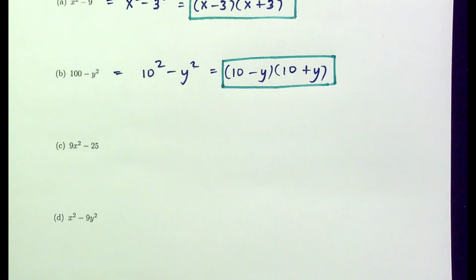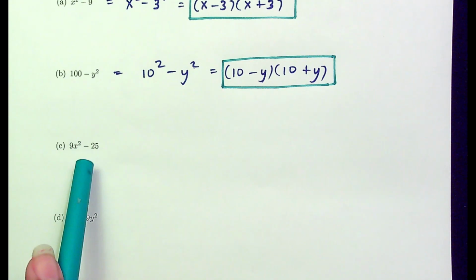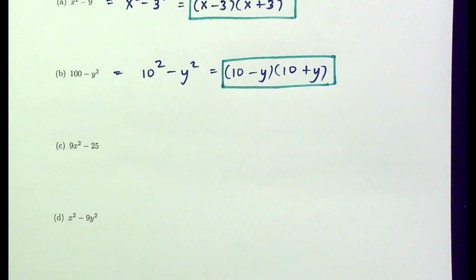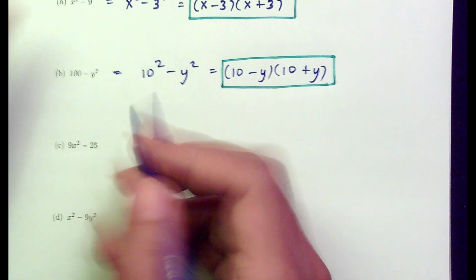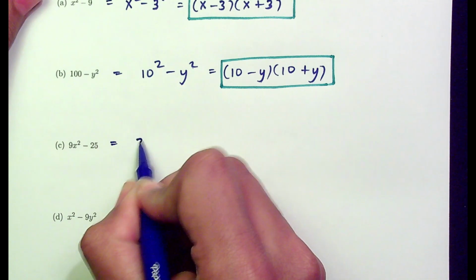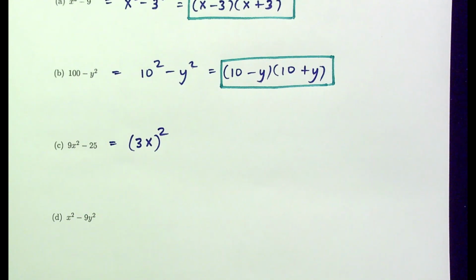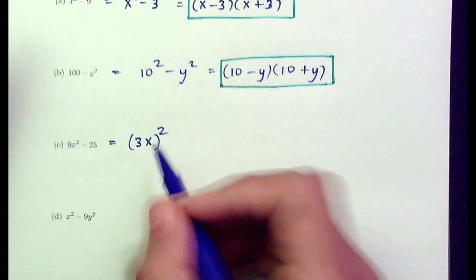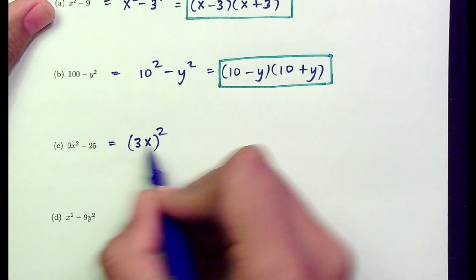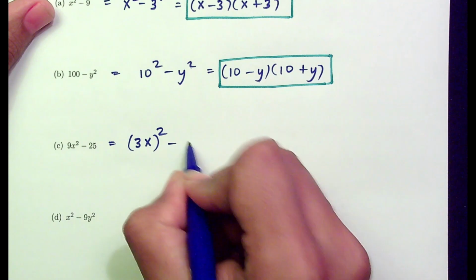Let's do another one. First, you have to recognize this one as a difference of squares. A difference of which two squares? Well, the 25 is 5 squared, but what about the other one? The other one is also a square, and namely, it is the square of 3x. If you square 3x, you have to square the 3 and you have to square the x to get 9x squared. So this then is the difference of squares, namely 3x squared minus 5 squared.